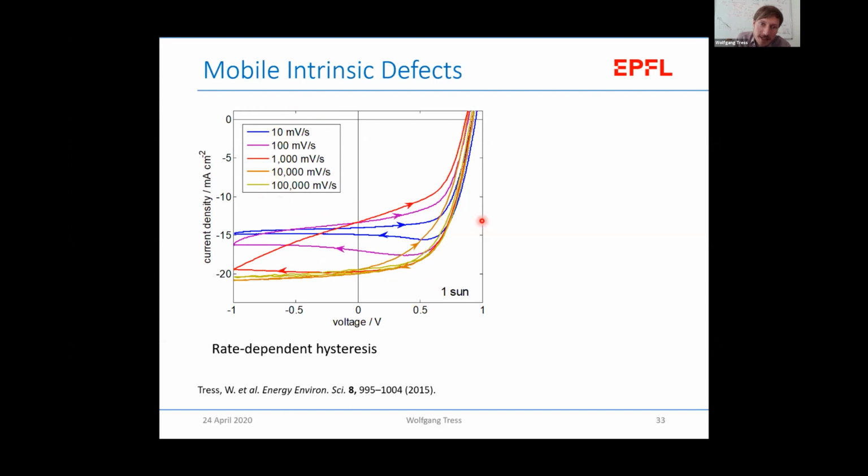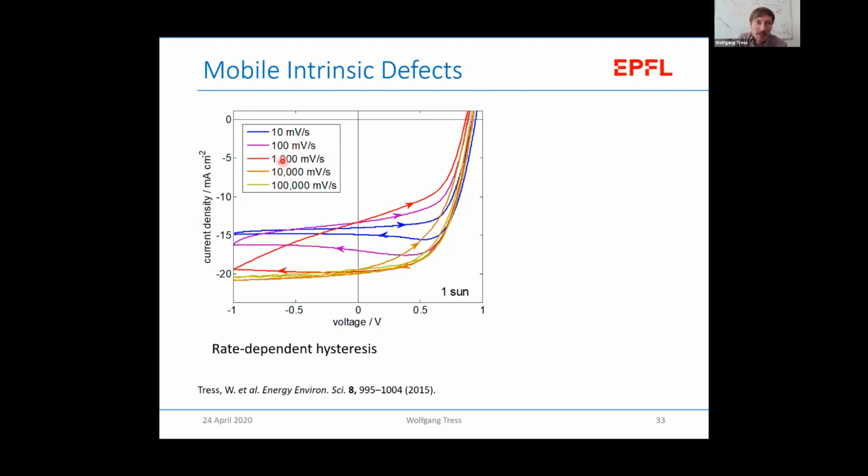When we go very fast, this yellowish curve, the hysteresis disappears again. So we can already directly say that there must be a process going on in this material, in the solar cell device, which is somehow on time scales like the times we need to scan these JV curves when we do scans in this regime.